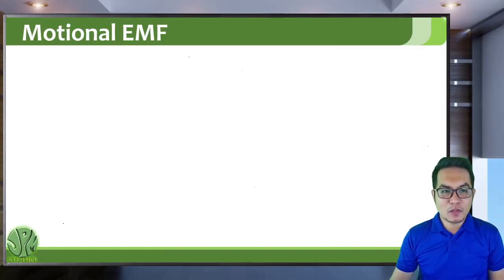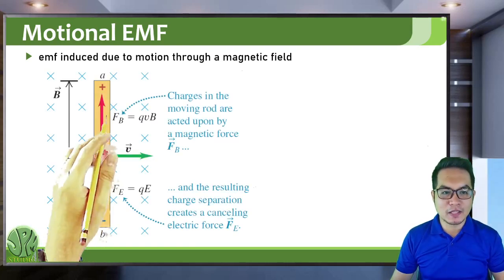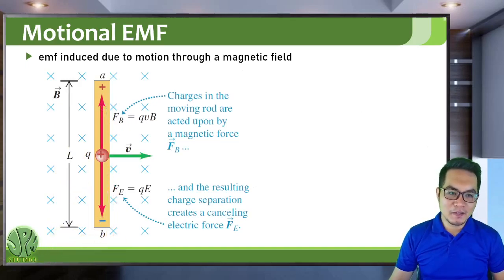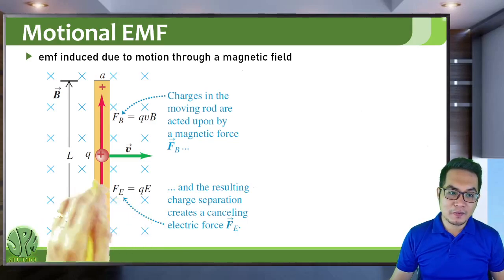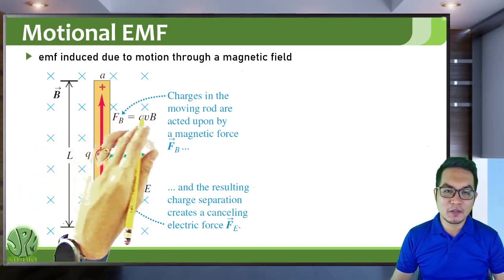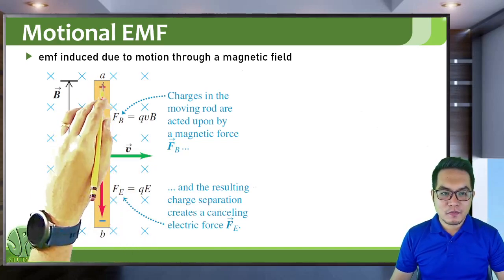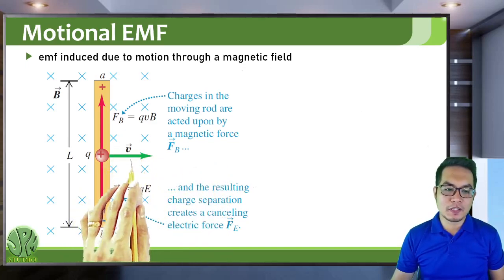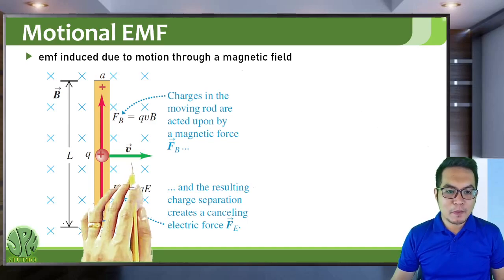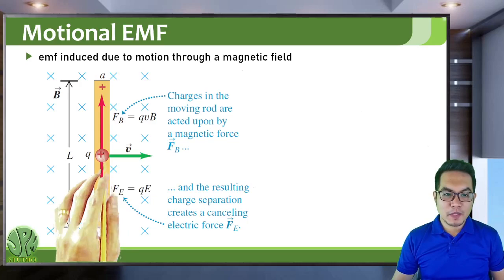So we have what we call a motional EMF. This is the EMF induced due to a motion through a magnetic field. Suppose you have a conductor of length L and you expose it to an external magnetic field B. In this case, it's directed into the page, and you move the bar in this direction with the velocity V.